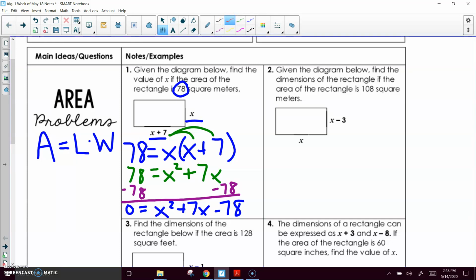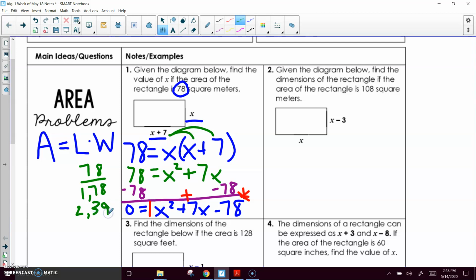So I have a trinomial. I do not have a greatest common factor. My leading coefficient is 1. So I need to come up with 2 numbers that when multiplied equal negative 78 and when added equal positive 7. So I think about my factors of 78. I know I've got 1 and 78. I know 78 is divisible by 2 because it's even. So what do I multiply by 2 to get 78?